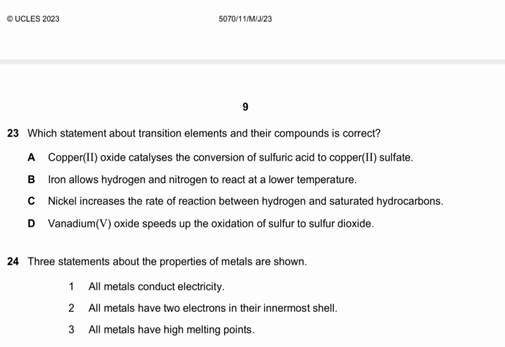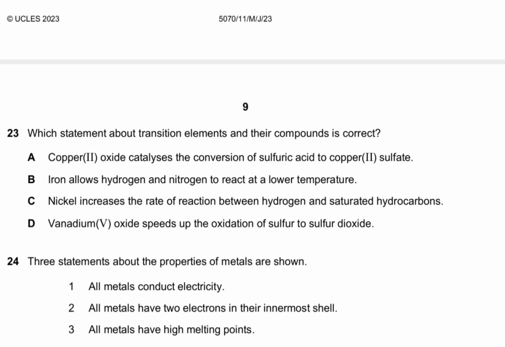Iron allows hydrogen and nitrogen to react at a lower temperature. Hydrogen and nitrogen reaction को catalyze करने के लिए उसको use करते हैं. That is iron. Yes, it is true. Then let's check out the other two statements. Nickel increases the rate of reaction between hydrogen and saturated hydrocarbons.